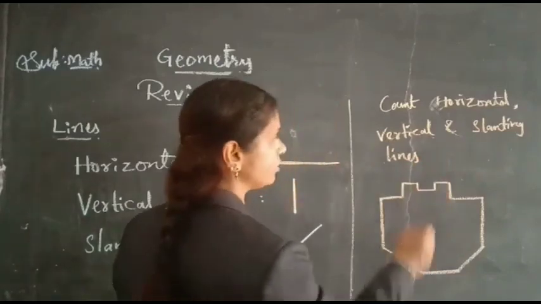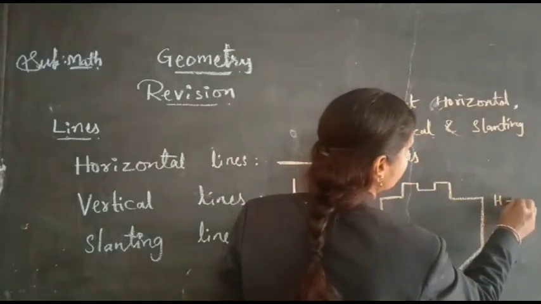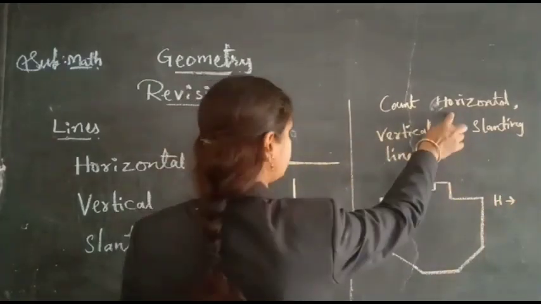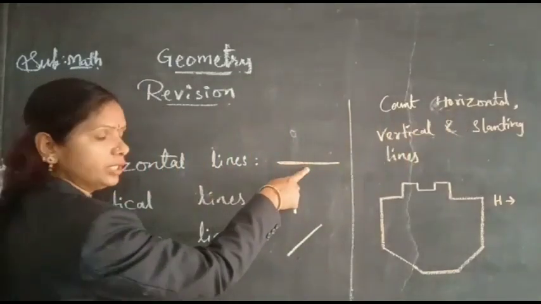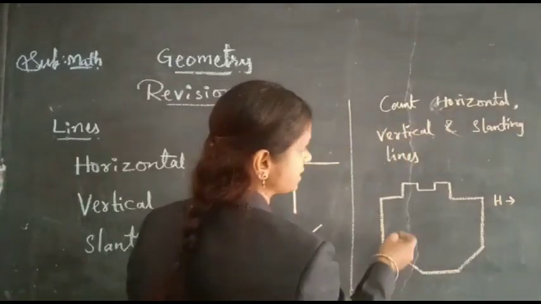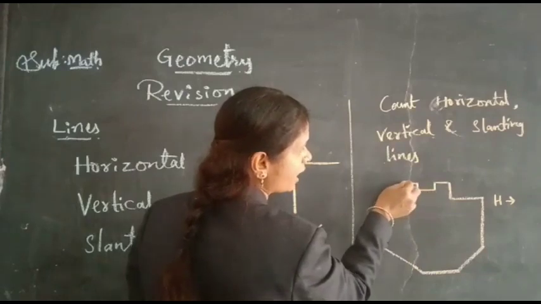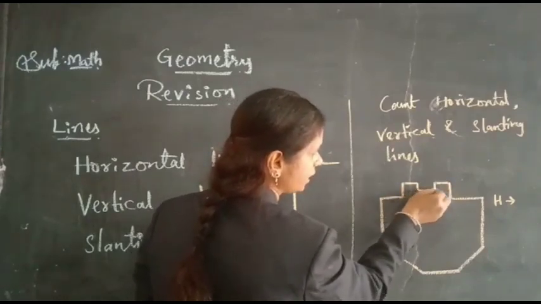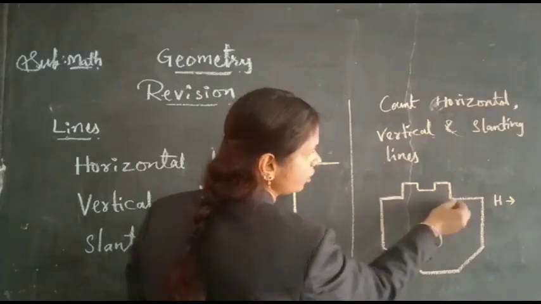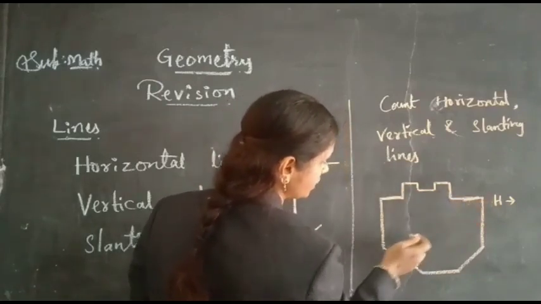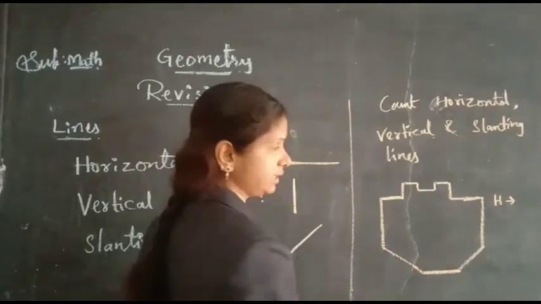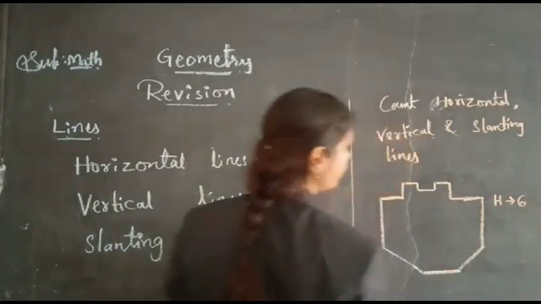Come on, let's count the horizontal lines here. I am giving H for horizontal lines. Horizontal lines, as I already explained, are sleeping lines. See here, let's count the sleeping lines. 1, 2, 3, 4, 5, still anywhere? Here 6. So horizontal lines are 6 in the given figure.